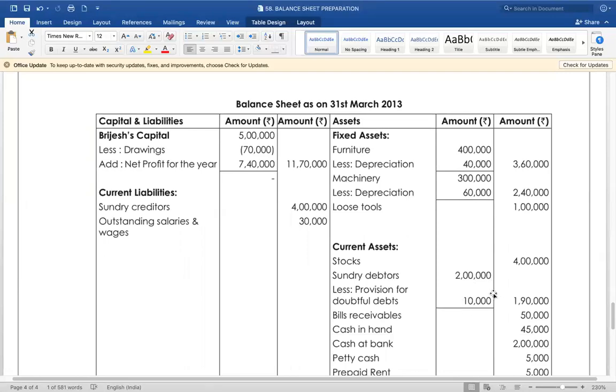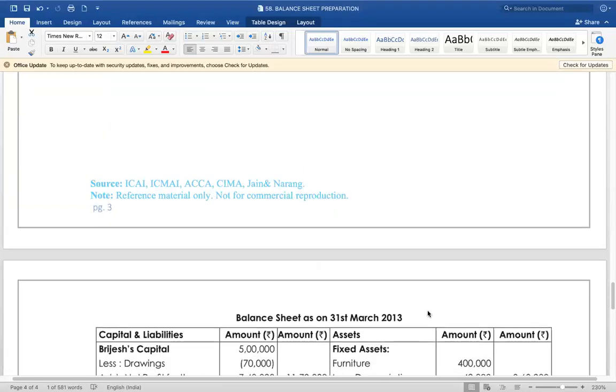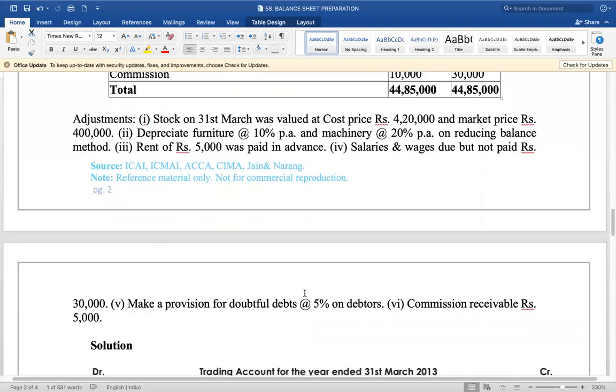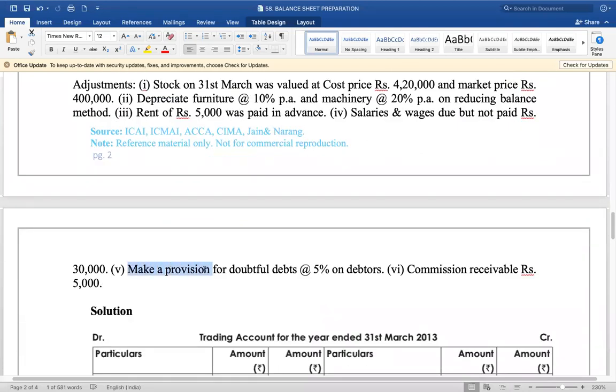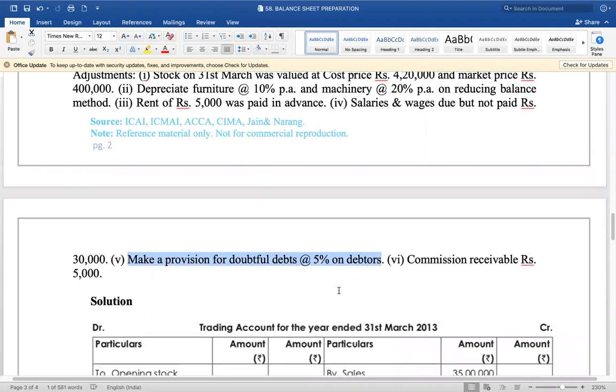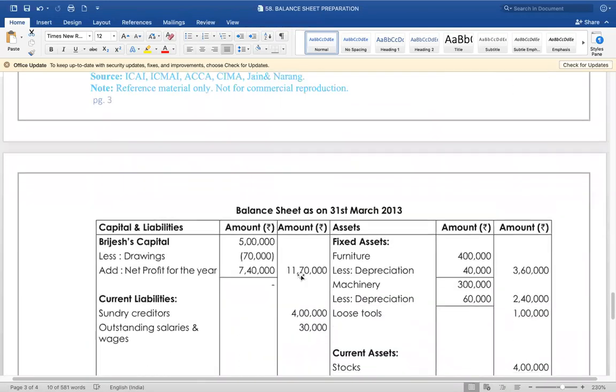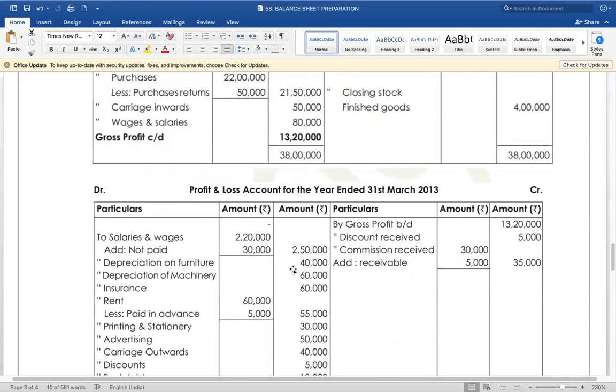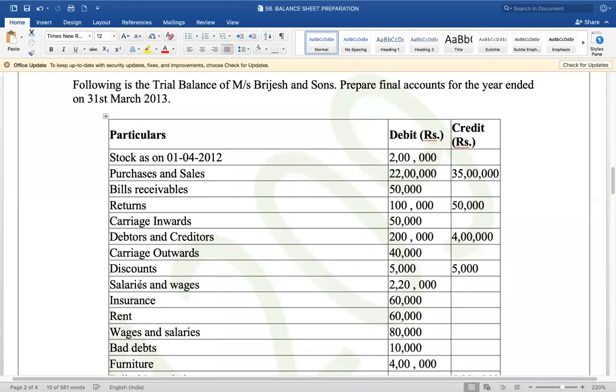And what is this 10,000? This 10,000 is the provision that you made as per the adjustment. Where is that adjustment? This is the adjustment. Make provision for doubtful debts at 5% on debtors. The debtors amount is 2 lakhs, and provision on that is 5%. 5% of this 2 lakhs is 10,000. After deducting this provision, the net debtors is taken in the amount column, 1,90,000.